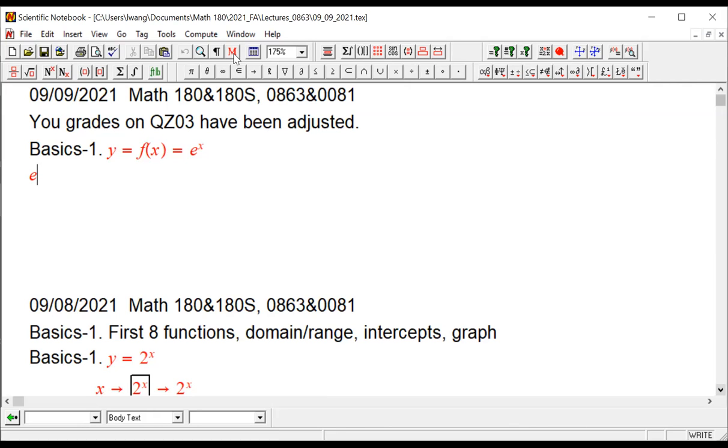It turned out this number is very, very useful, not only in mathematics, also in finance, in the calculation of compound interest and so on and so forth. If we have time in the future, I will give you a glimpse of it. But in Calculus 1, you will definitely touch that form.